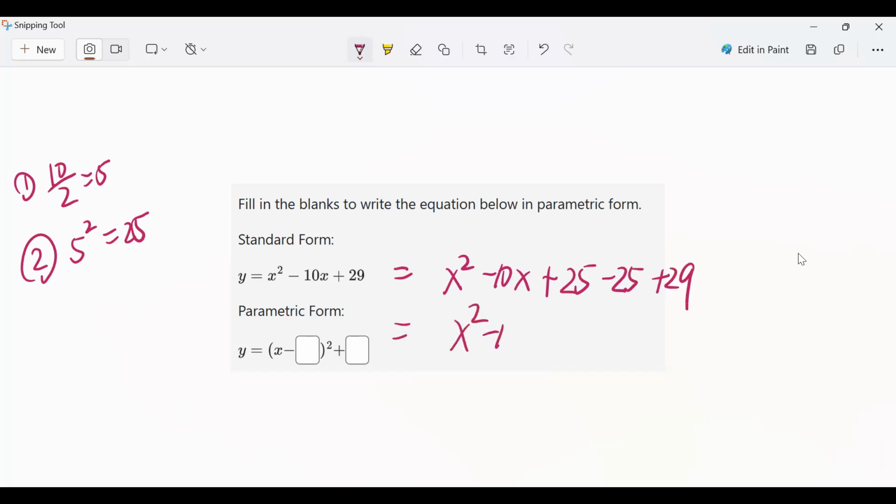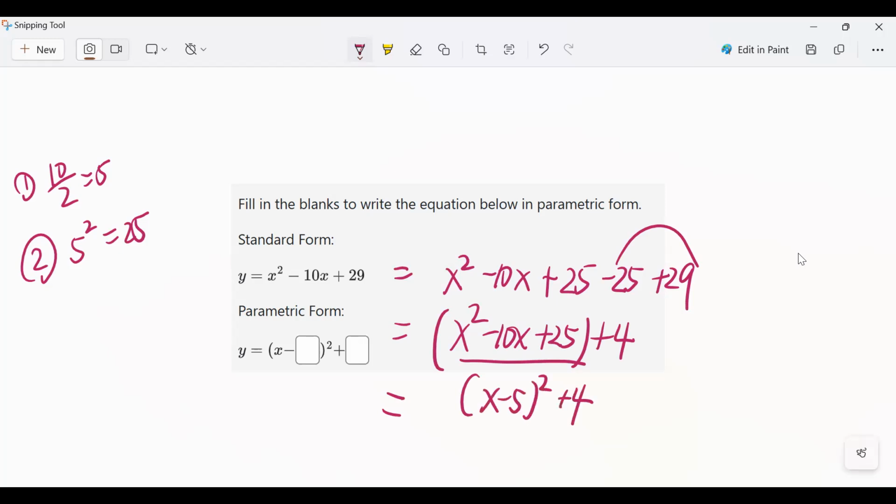This is x squared minus 10x, adding 25. Combine those three, and you get the perfect square we're looking for. It's going to be x minus 5 squared, adding 3. So minus 5, adding 3. Any question about this?